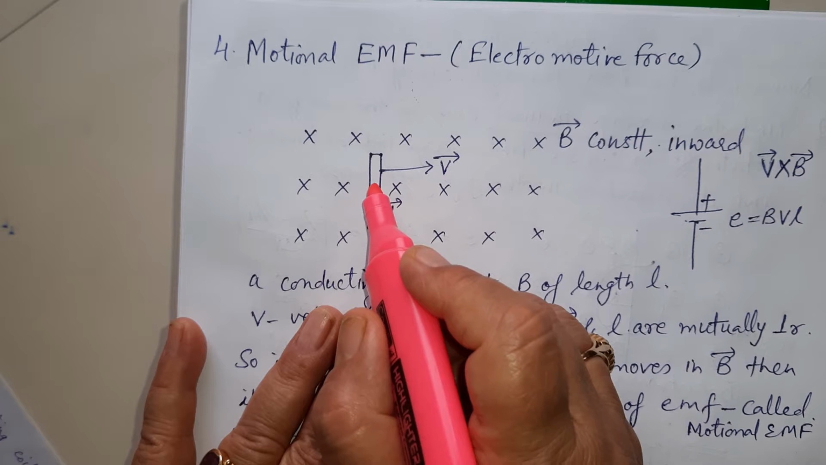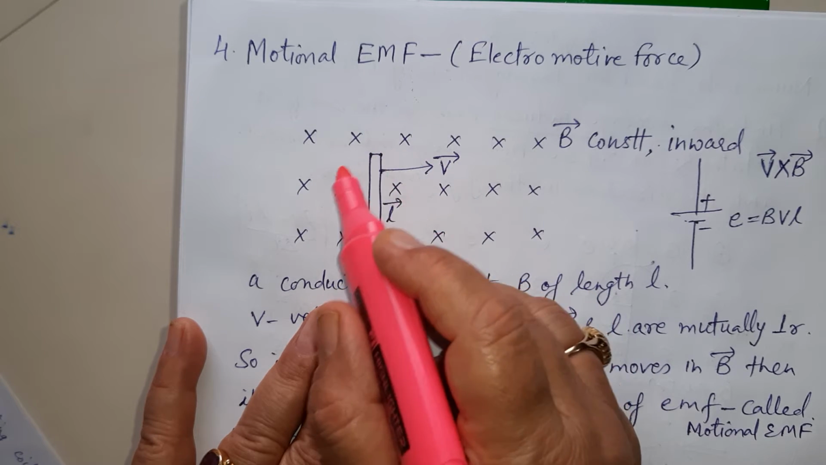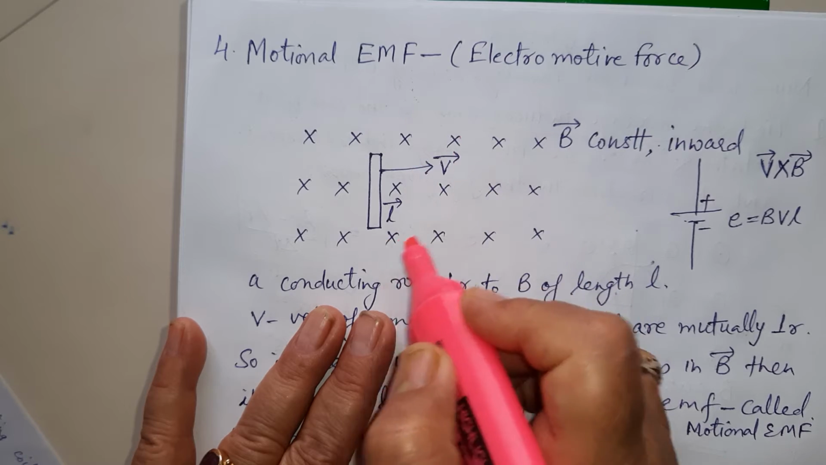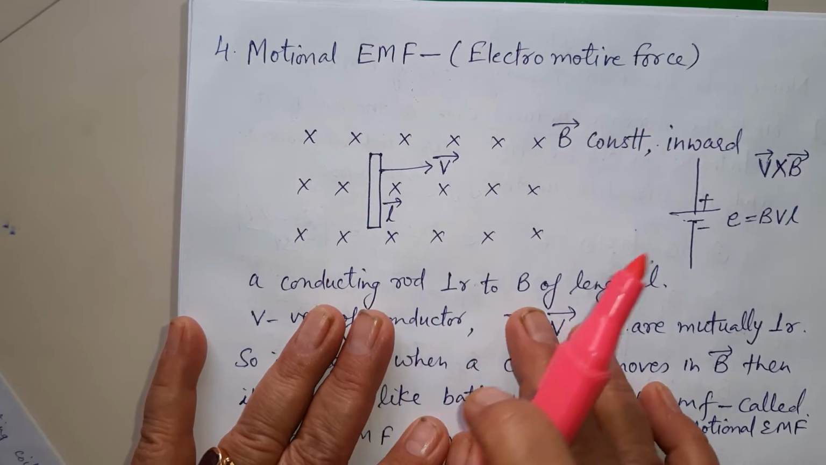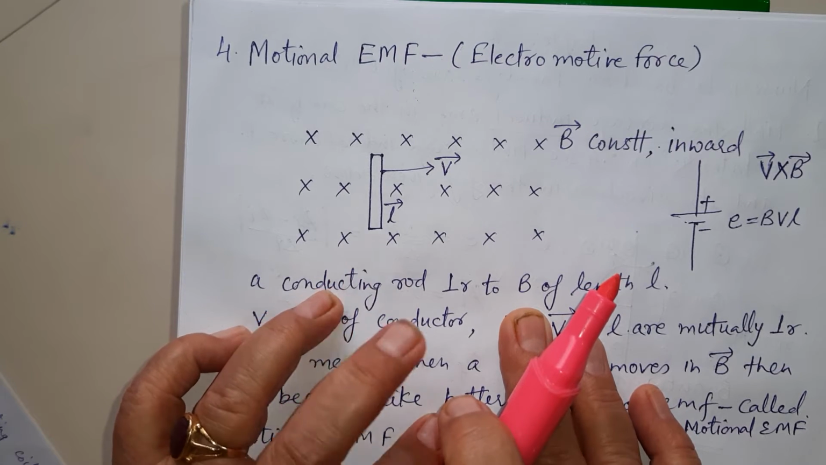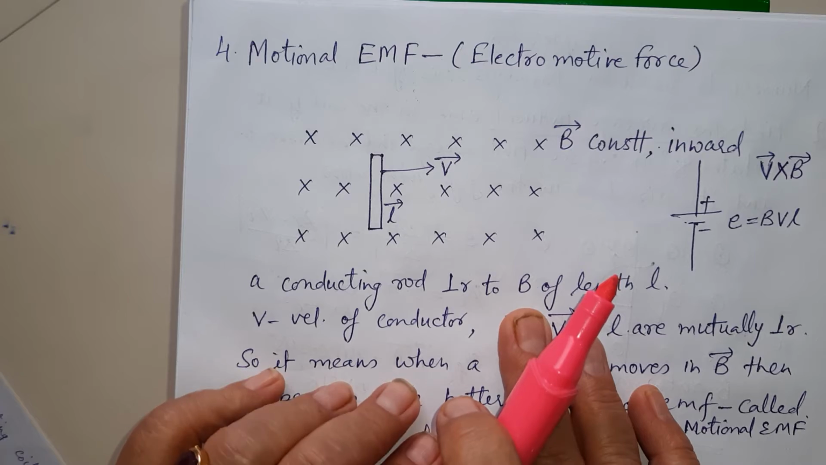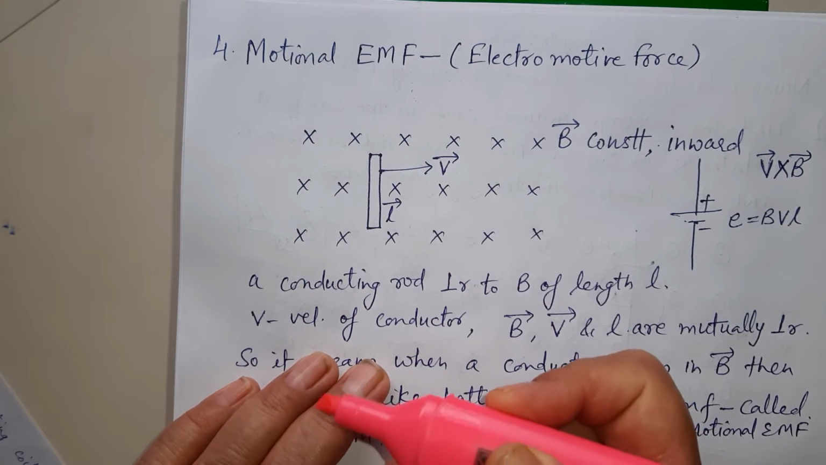Whenever a conductor moves with velocity V in a magnetic field, there is current produced in this conductor. There is induced EMF produced in this conductor. So, let us explain how it happens.